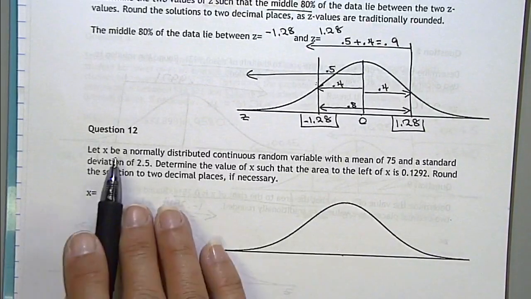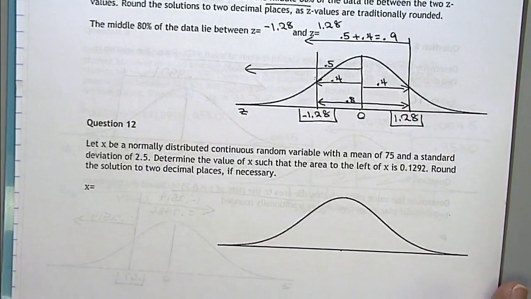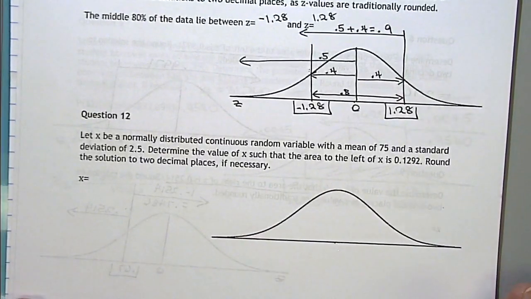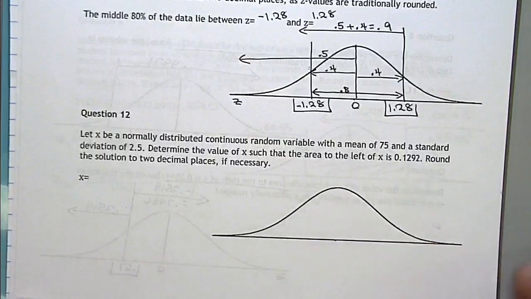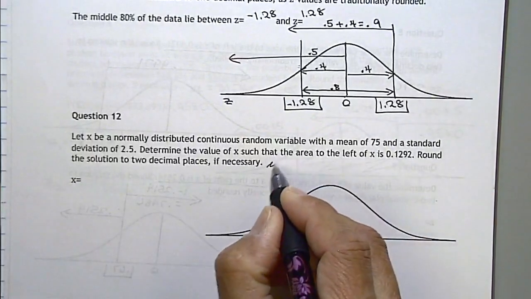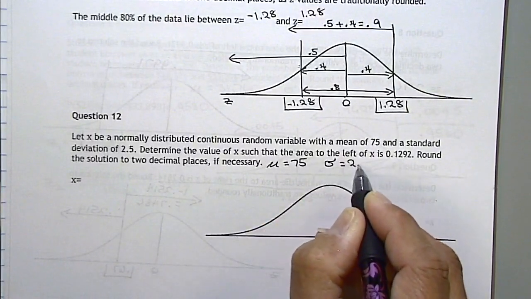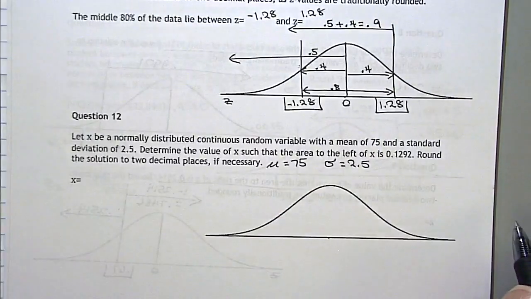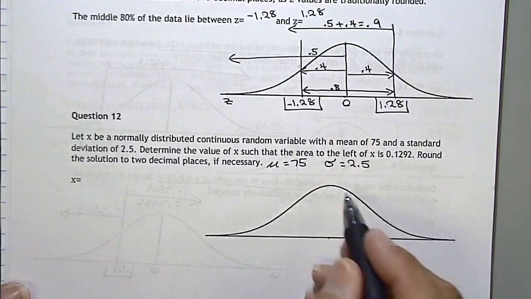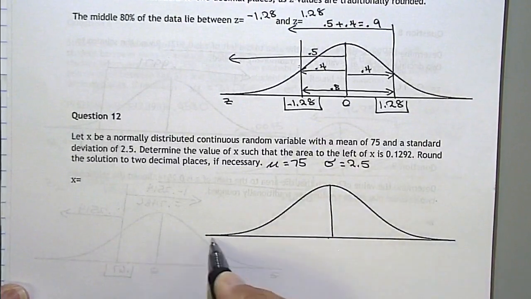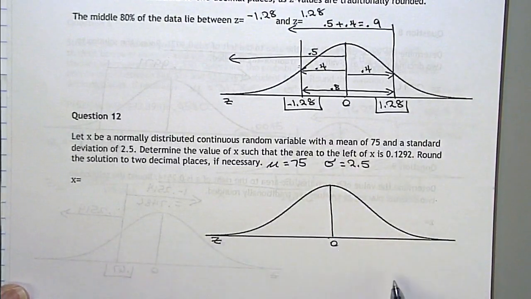Okay. X is a normally distributed continuous random variable. It has a mean of 75 and a standard deviation of 2.5. Mean is equal to 75. Standard deviation is equal to 2.5. We want the value of X so that the area to the left of X is 0.1292. Well, we know we're dealing with the Z table, so we do that one first. We know we're dealing with X values on top of it, so we're going to map the X values on top. There's our second layer, okay?